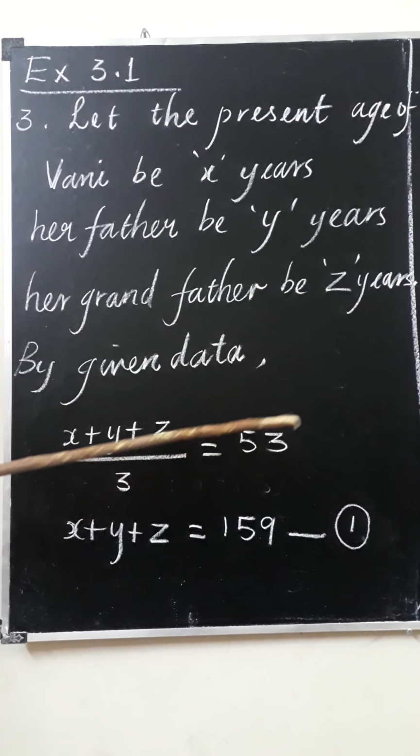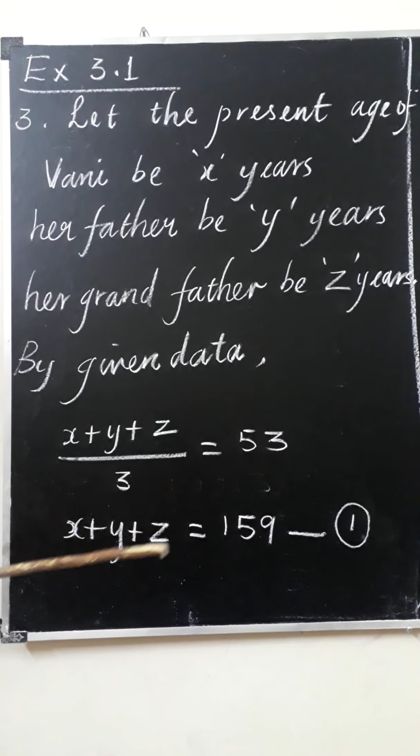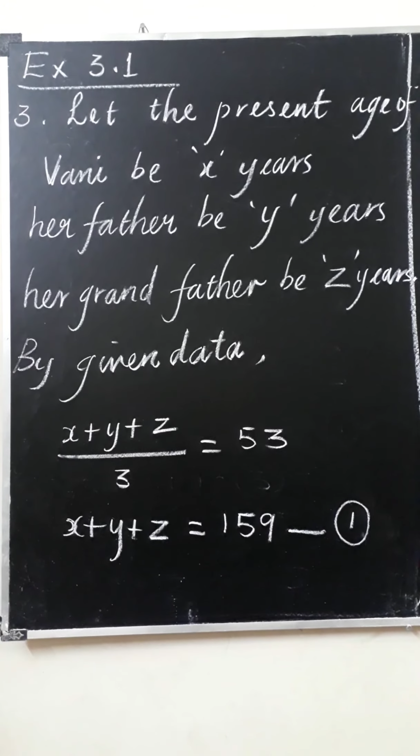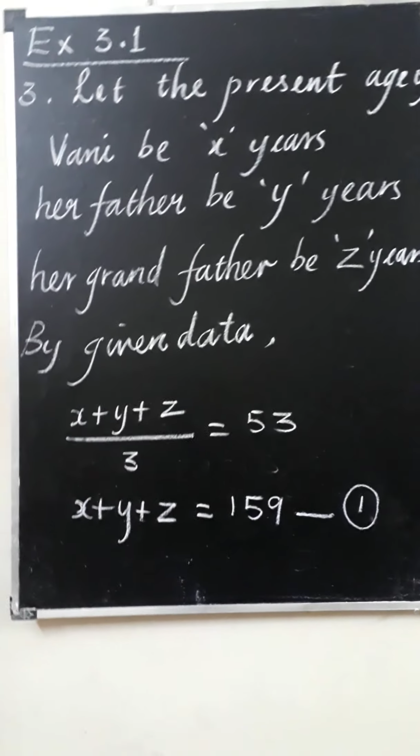Then bring the 3 to the RHS. 53 into 3, it is equal to x plus y plus z is equal to 159. That's the first equation.